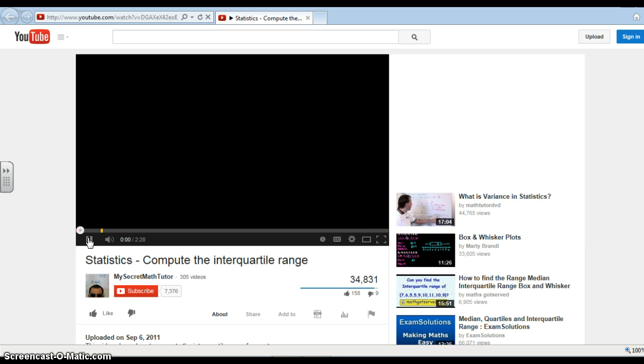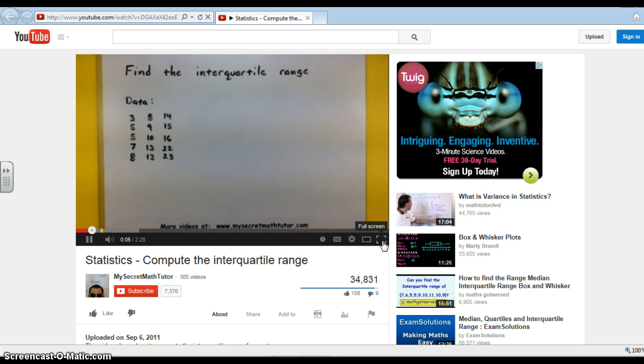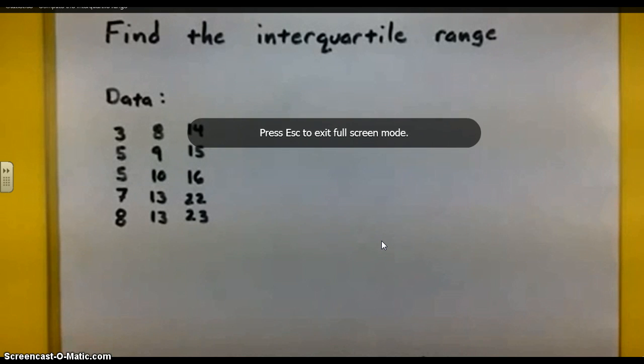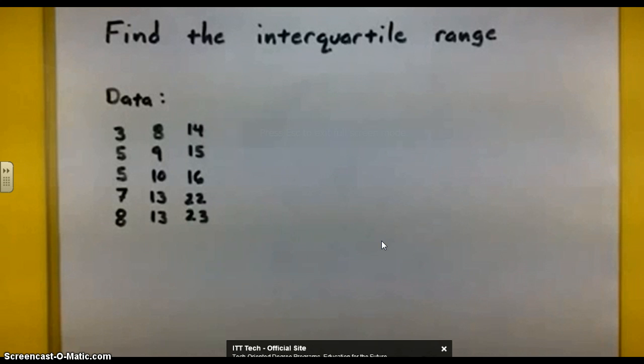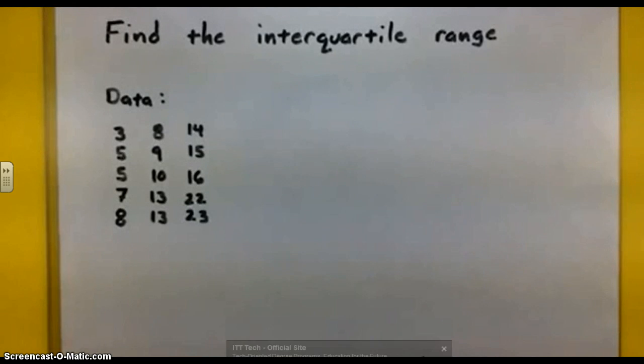Welcome to My Secret Math Tutor. In this example, we're going to find the interquartile range. Now, what the interquartile range is, it's basically the range of the middle 50% of all of our data. All right? So the way we're going to work this is first we're going to organize all of our data from lowest to highest. Then we're going to find the median of the upper half and the median of the lower half. And then we're going to subtract the two in order to find that range. Okay, so let's see how this process works out.